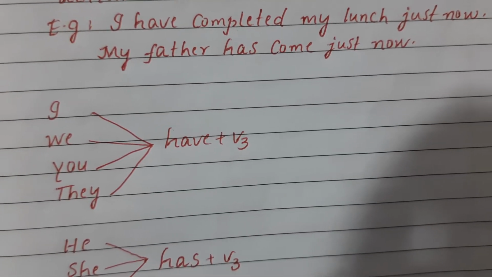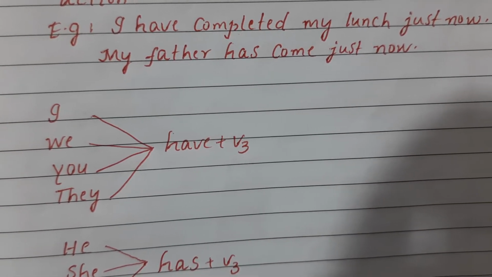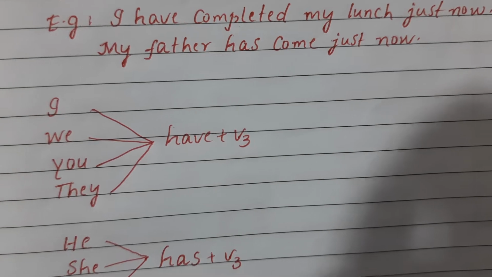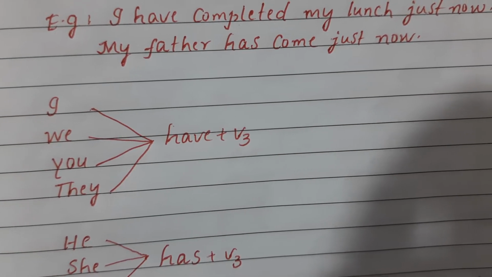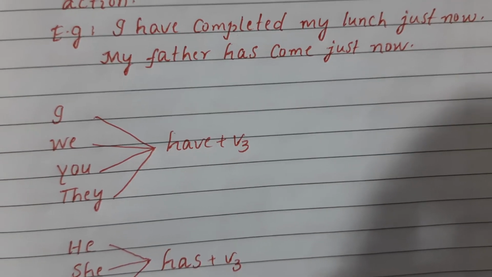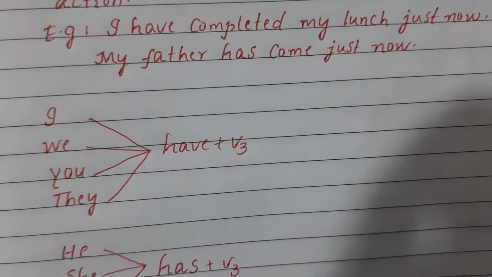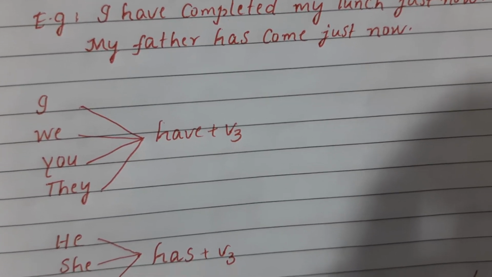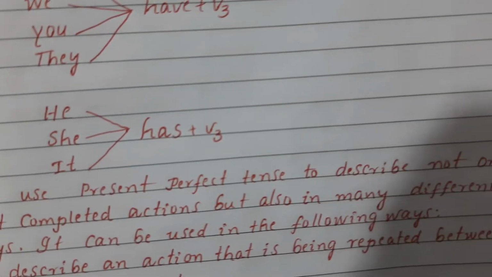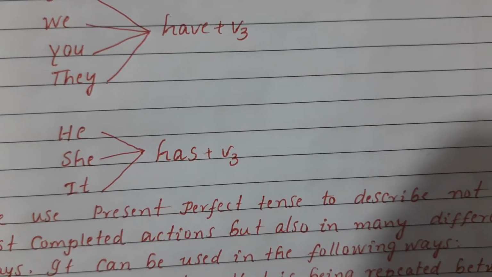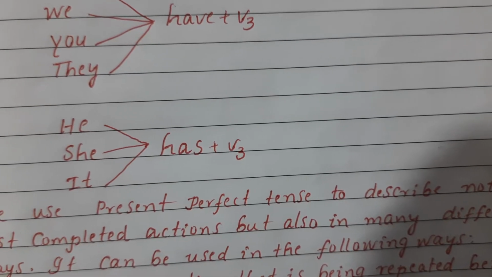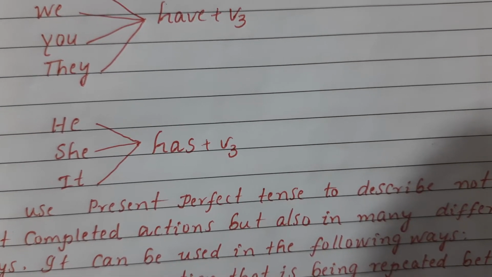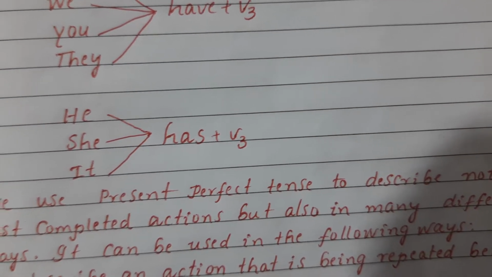Here you can see with the first person singular and first person plural and second person and third person plural, we have to use have plus V3 in present perfect tense. For example, I have done my homework. We have done our homework. You have done your homework. They have done their homework. With the third person singular, he, she, it, we have to use has plus V3. He has completed his project. She has completed her project. It has completed its project.